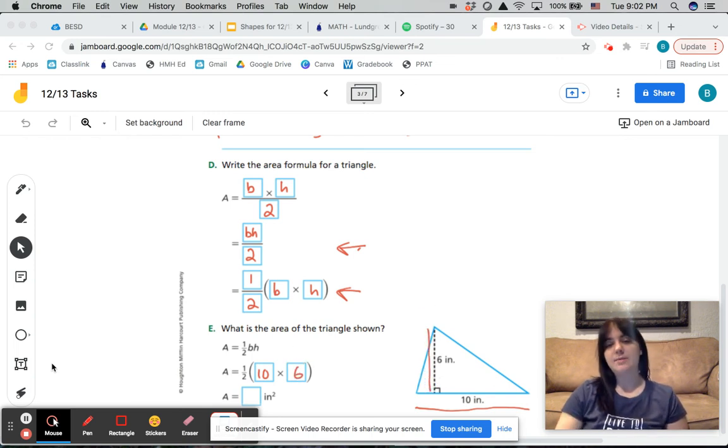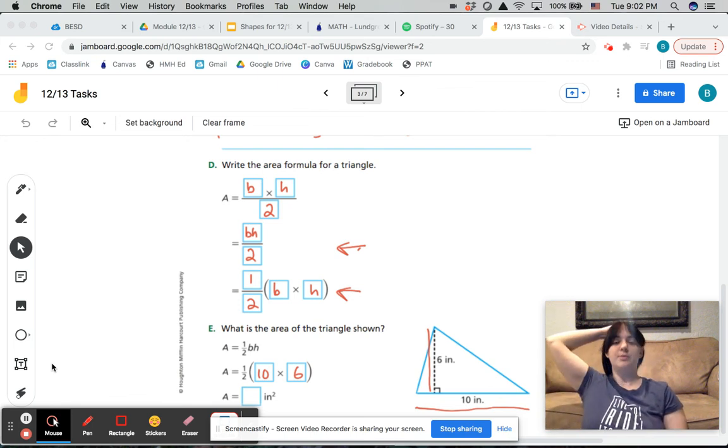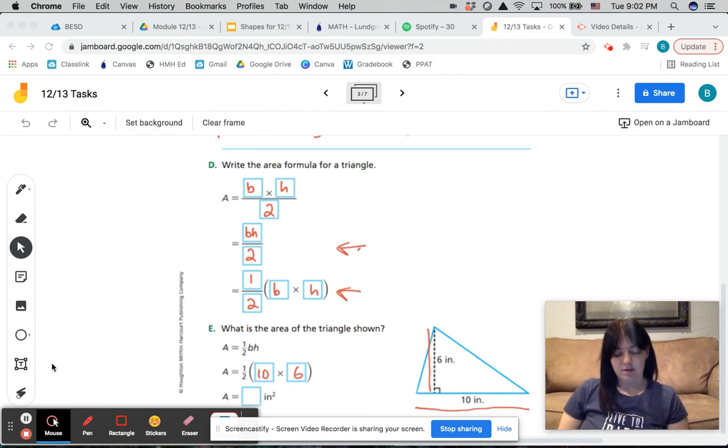So then 10 times 6 is 60, and remember we have to multiply it by 1/2. If we multiply it by 1/2, what is half of 60? 30 inches squared. So the area of this triangle is 30 square inches.